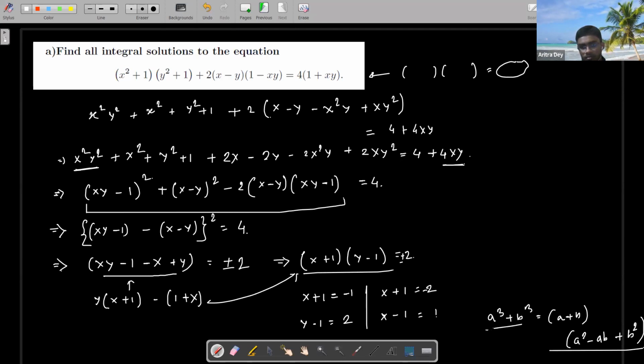Okay, okay. So these type of factorizations are important, and you can understand that you need a very good grip on algebraic manipulation for this type of problem. That's it.